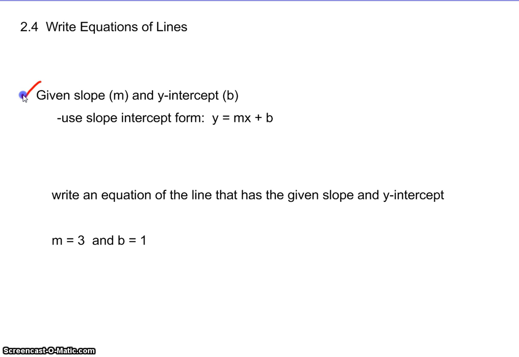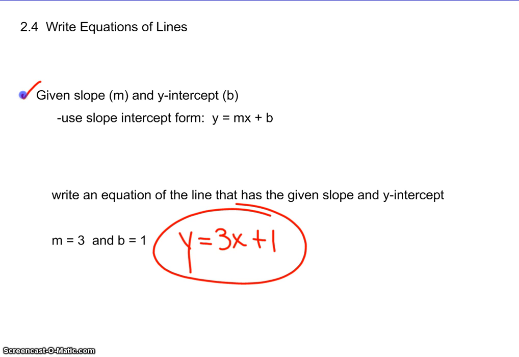Then we're simply going to go to slope-intercept form. Okay, so write an equation for the line that has a given slope and y-intercept. So slope is 3, y-intercept is 1, so y equals slope, so m, x plus b. Done. Those are very simple situations. Generally don't struggle too much with that. Just don't forget to bring your x with.